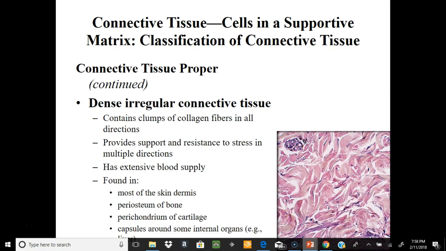Dense irregular connective tissue is composed predominantly, again, of fibroblasts with tons of collagen fibers, but the collagen fibers run in multiple directions. So this gives us protection on multiple areas or lines of stress. It has a really good blood supply. We find the dense irregular connective tissue in the dermis of our skin; it makes up the majority of the dermis of our skin. It surrounds our bones and our cartilage. It's a very tough and protective connective tissue.